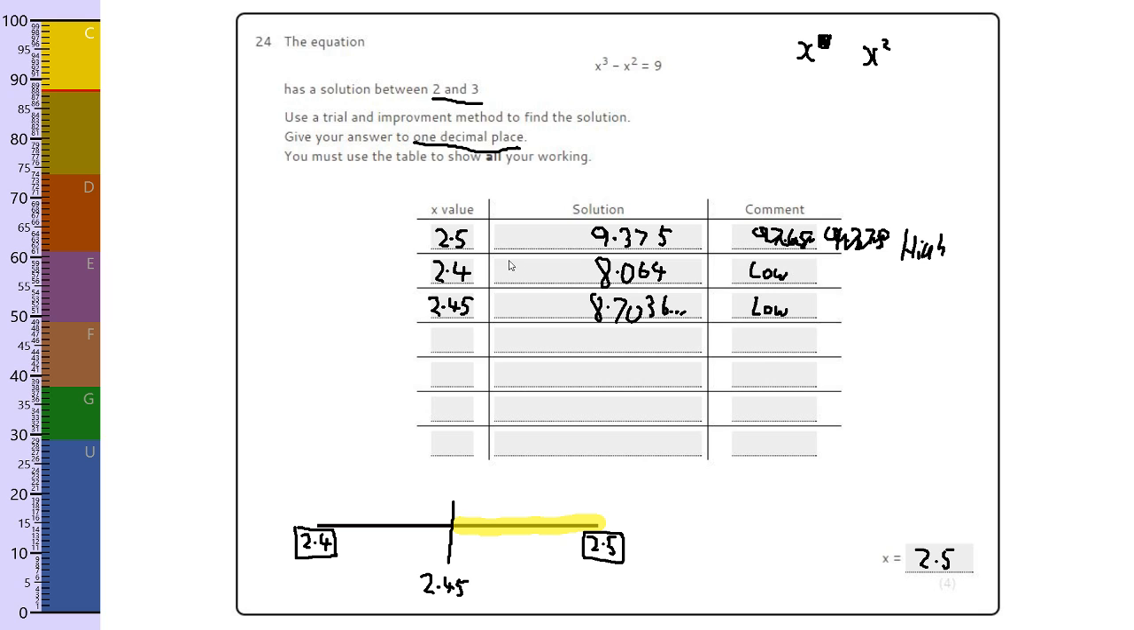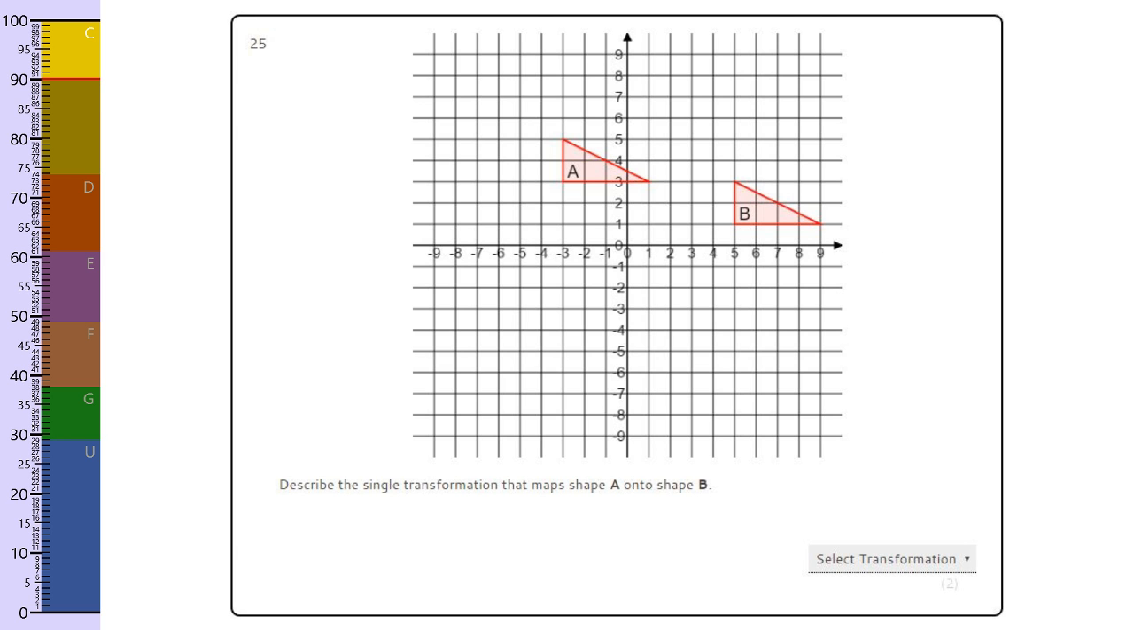And don't worry if it takes you a while. When you do 2.5, if that's too low, and you go 2.6, then 2.7, then 2.8, then 2.9, okay, that's fine. Okay, maximum you'll do is 5, because obviously 2.5, 2.6, 2.7, etc. Okay, and then don't panic about doing too many, that's not a problem. Okay, let's move on to question 25. If you'd like to pause the video now and have a go.